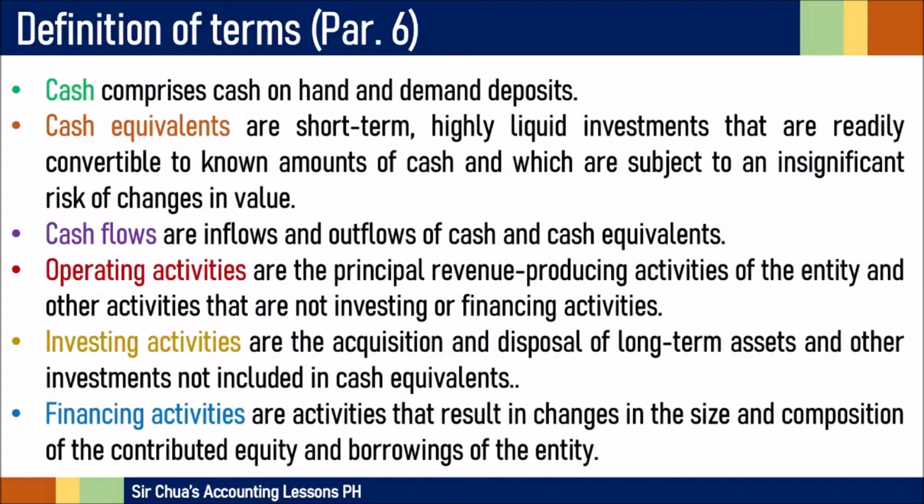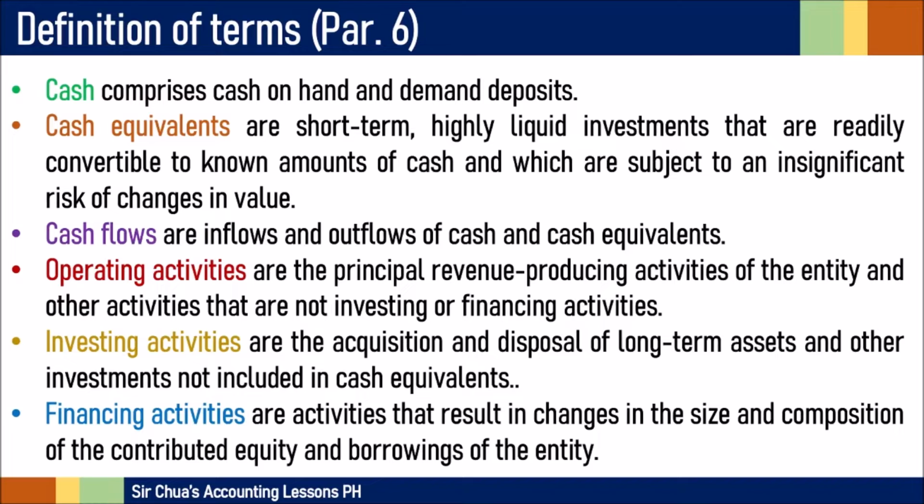Now, the following terms have been defined under Paragraph 6 of IAS 7. Cash comprises cash on hand and demand deposits. And then we also have cash equivalents, which are short-term, highly liquid investments that are readily convertible to known amounts of cash and which are subject to an insignificant risk of changes in value. Now, the inflows and outflows of cash and cash equivalents that will be reported in the Statement of Cash Flows are basically called the cash flow. And then, these three important activities in the preparation and presentation of the Statement of Cash Flows are also defined one by one.